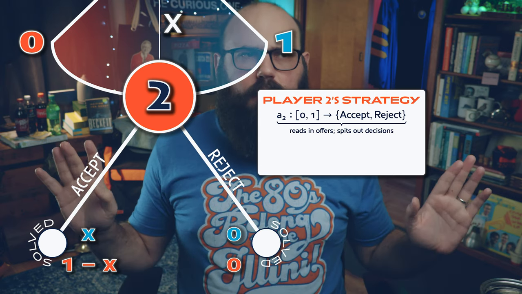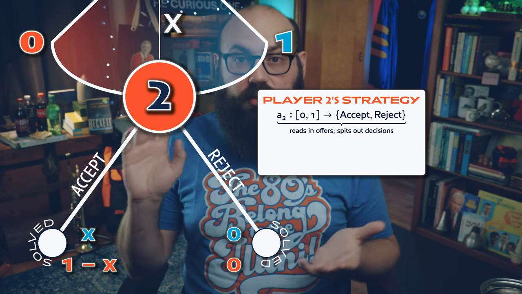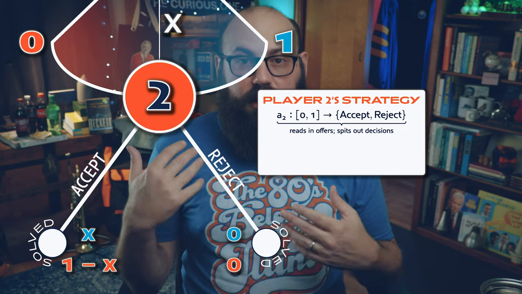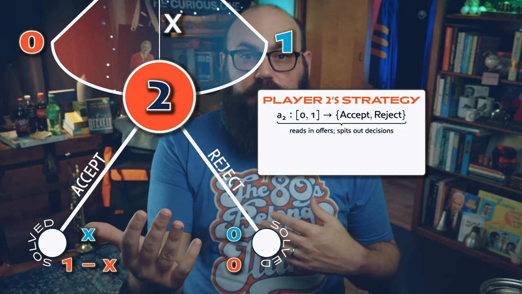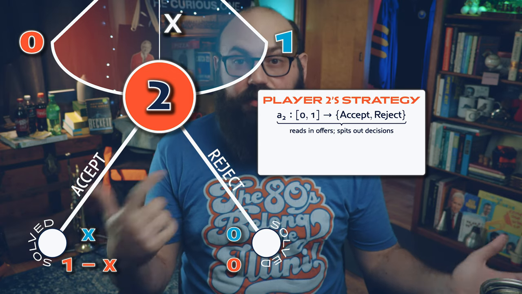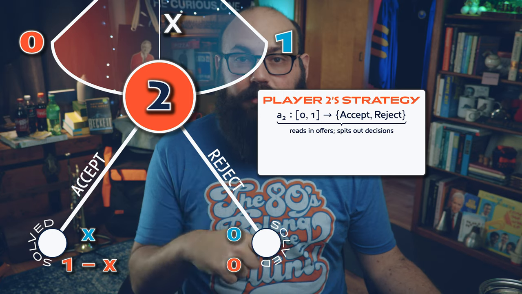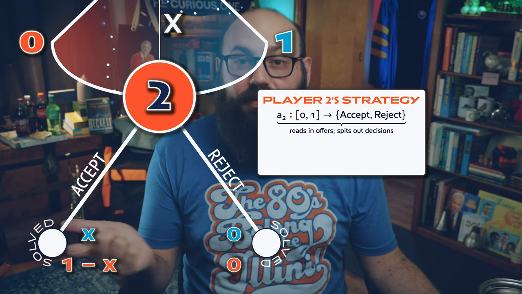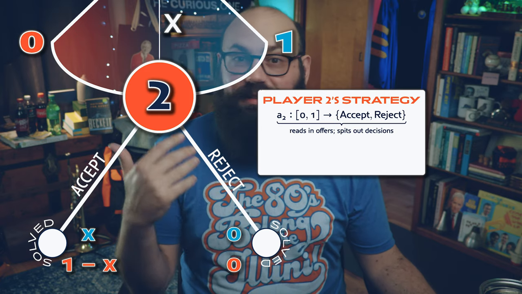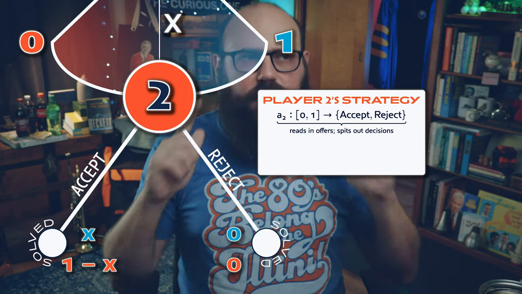So right now, we have this function called a sub 2 of x, and what it's going to do is spit out the sequentially rational thing to do at any x. So it reads in an x and it spits out accept or reject, where the accept or reject has to be the best thing for them at the decision in question. And our job is to find that function. We're not finding the choice. We're not finding a number. We're finding a function. Okay, so let's think this through though.